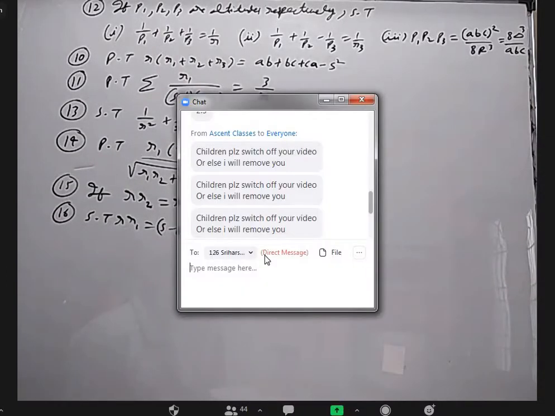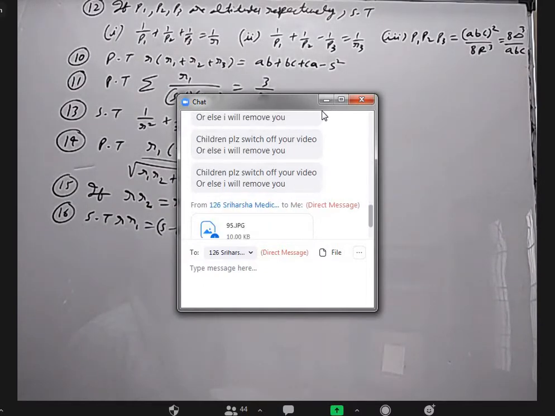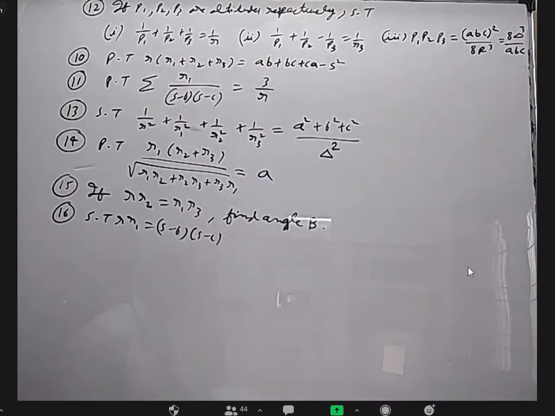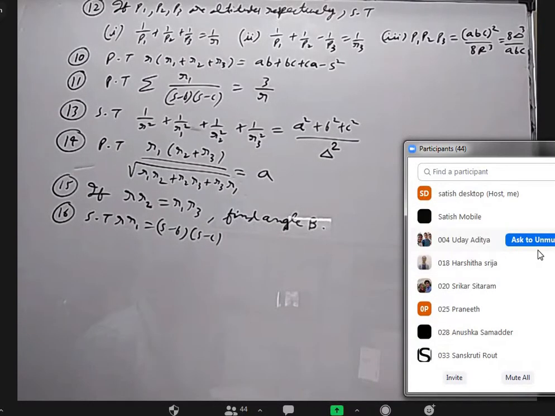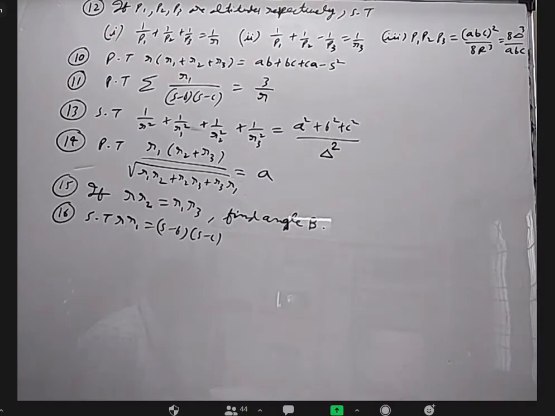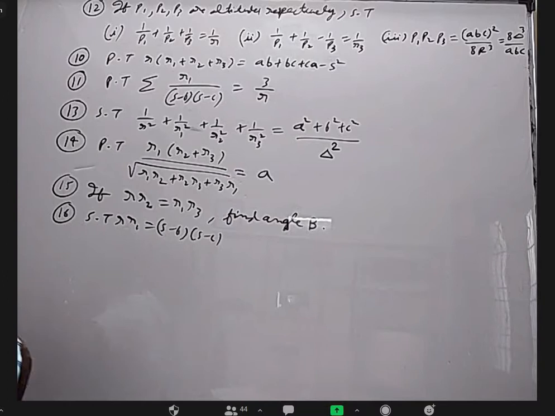Sir, somebody is playing with us, they changed their name and they are keeping that. Okay, okay. I was actually looking for where the Ascent class name is, whenever I see it is not there. I think they're joining, putting the message and leaving, or changing their name. Okay, I think all of you should switch off your video, otherwise you'll be removed. Don't switch off, I'm just joking.